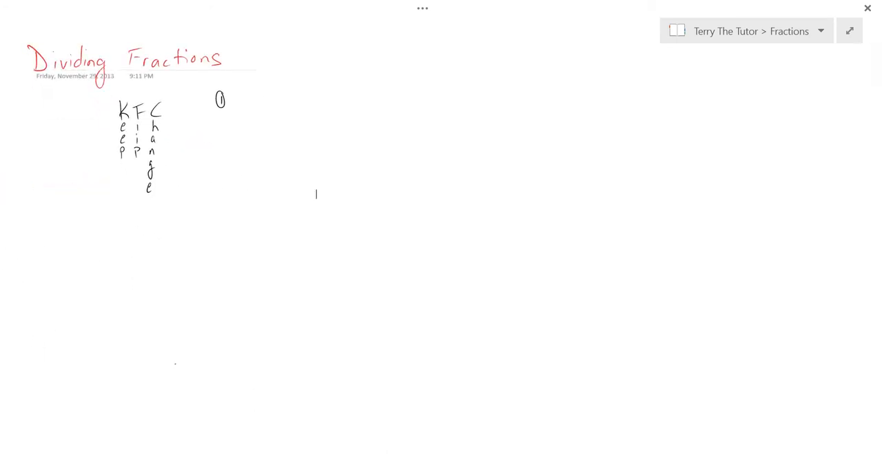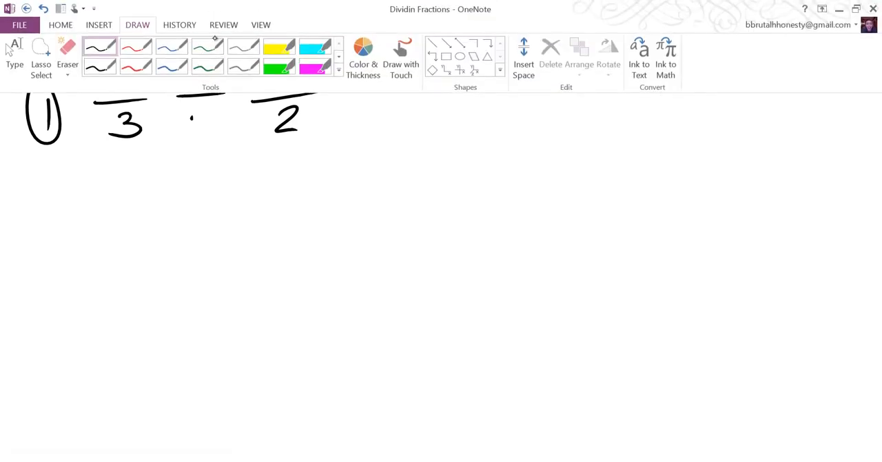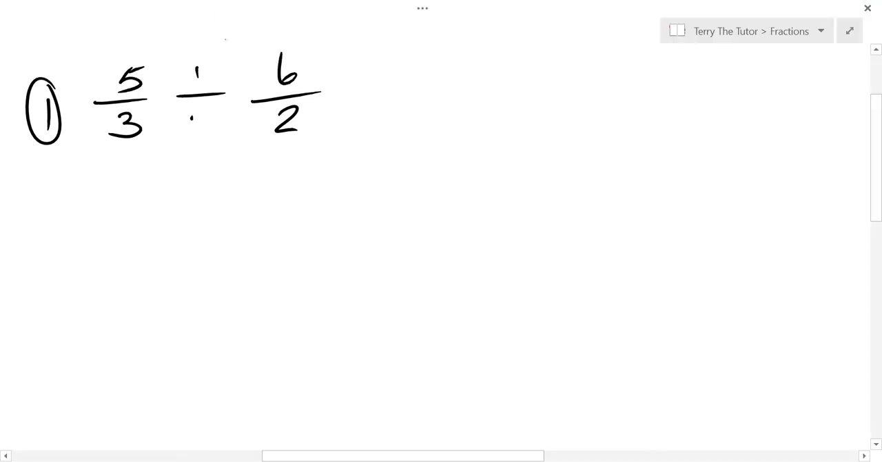Let's start with a really basic example. Let's try 5 over 3 divided by 6 over 2. Relatively easy. Division, if there's no fractions, but with the fractions, it's kind of scary. So let's remember the acronym, KFC.